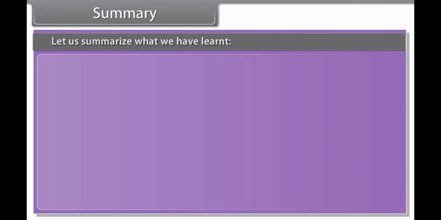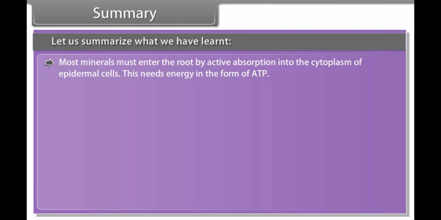Summary. Let us summarize what we have learnt. Most minerals must enter the root by active absorption into the cytoplasm of epidermal cells. This needs energy in the form of ATP. Ions are absorbed from the soil by both passive and active transport.